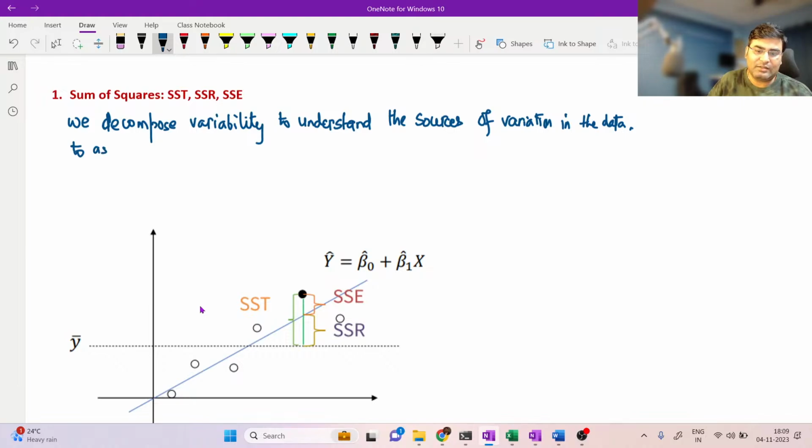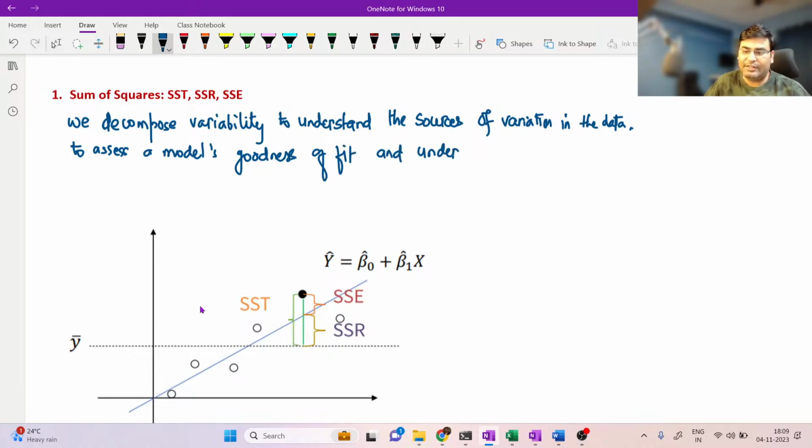To assess a model's goodness of fit, that would be number two. And understand the relationship between the variables, isn't it?